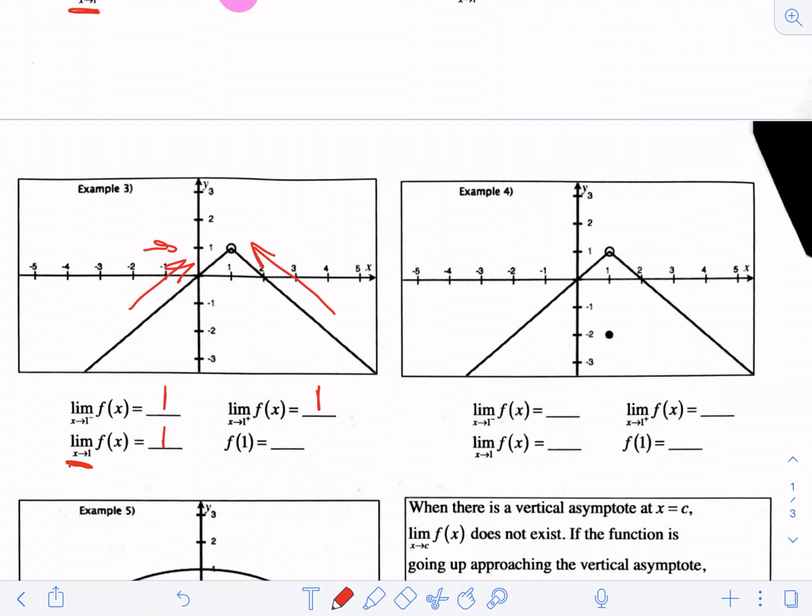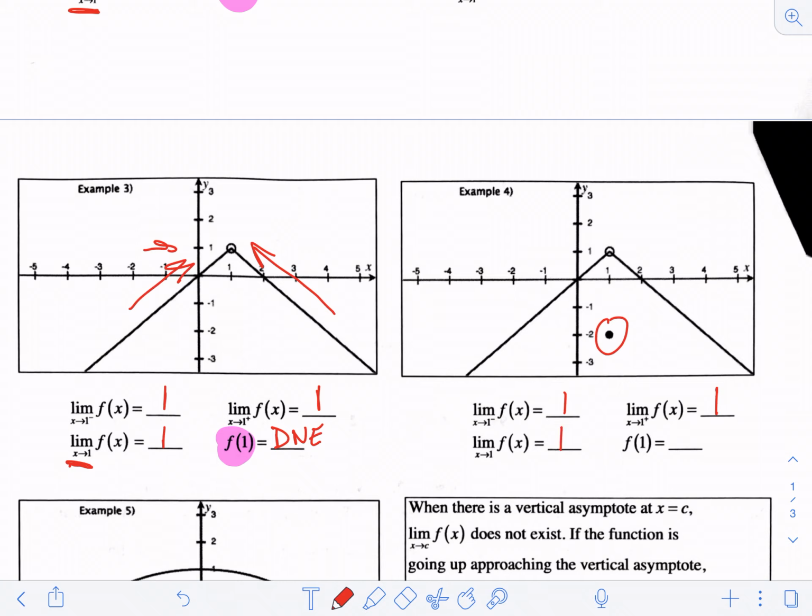But what is f of 1? This last problem here, what is f of 1? Well, there is no closed circle at 1. There's no value. f of 1 does not exist. So there's another situation. Let's try this one. Overall, it's the same graph, but I've got this closed circle down here. Does that change my limits? It doesn't. The limit from the left is still 1. The limit as x approaches 1 from the right-hand side is still 1. The overall limit is still 1.